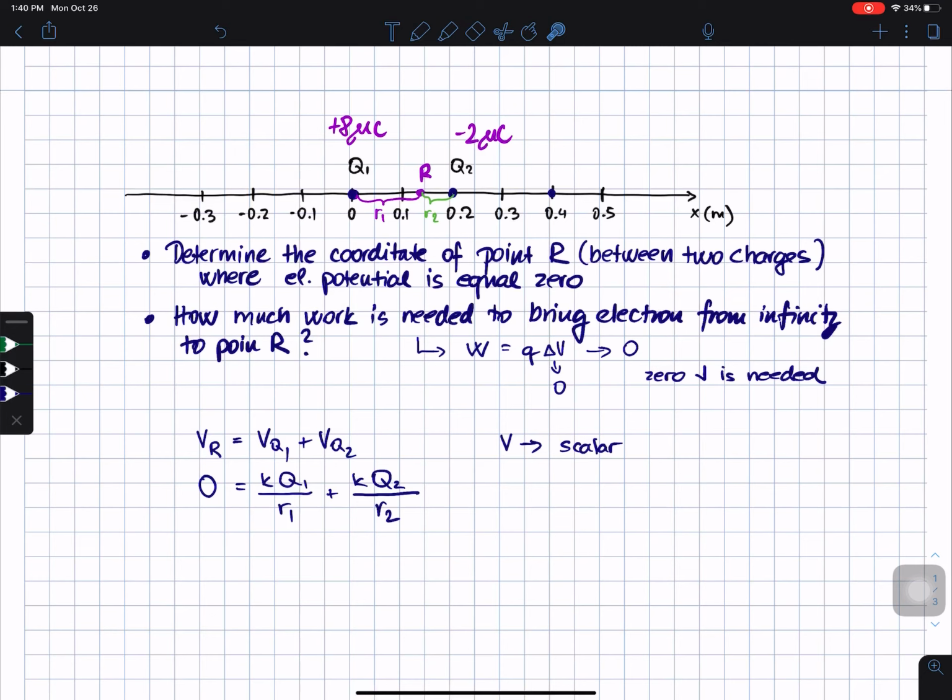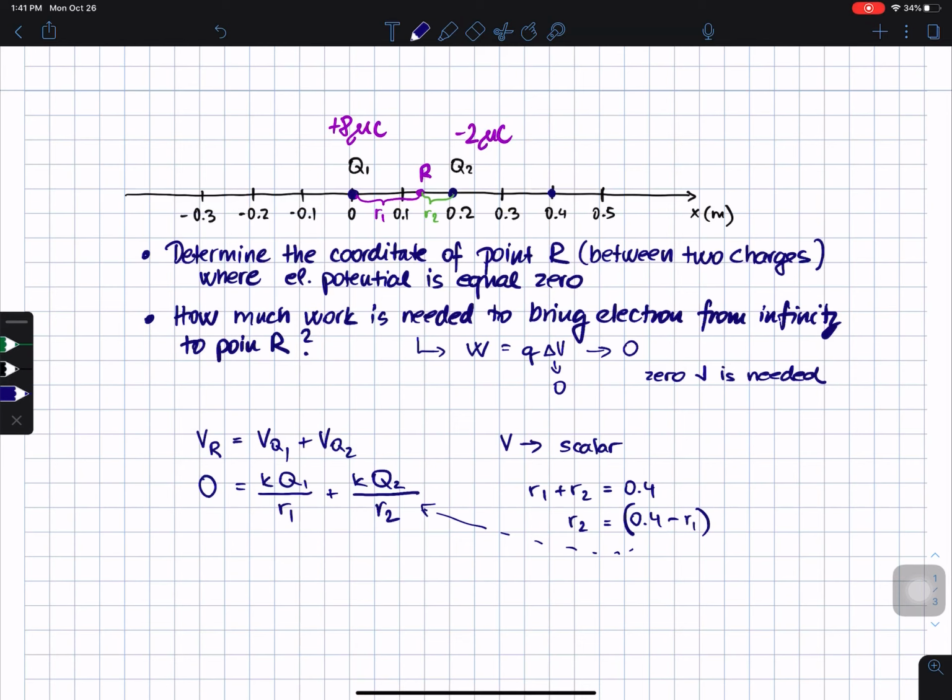Now what I'm going to do is use a little math trick that might be handy for these kinds of questions. I can express R1 and R2 because I know the distance between the two charges is 0.4. So I know that per definition, my R1 plus R2 will equal 0.4, and so I know that my R2 equals 0.4 minus R1. So that's one substitution that I will do in this case to solve this equation.